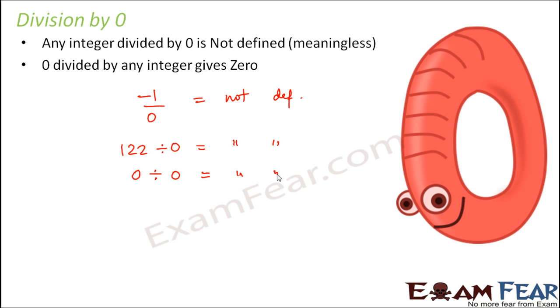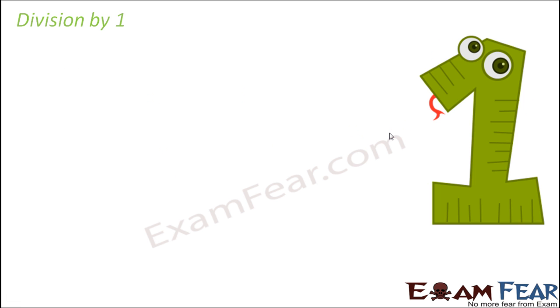But when you talk about the other way around, for example, 0 divided by minus 1, that is defined because you are dividing 0 by some other integer. Therefore, the result would be 0. When you divide 0 by 122, the result is 0. So when 0 is divided by any integer, the result is 0. But any integer divided by 0 is not defined.